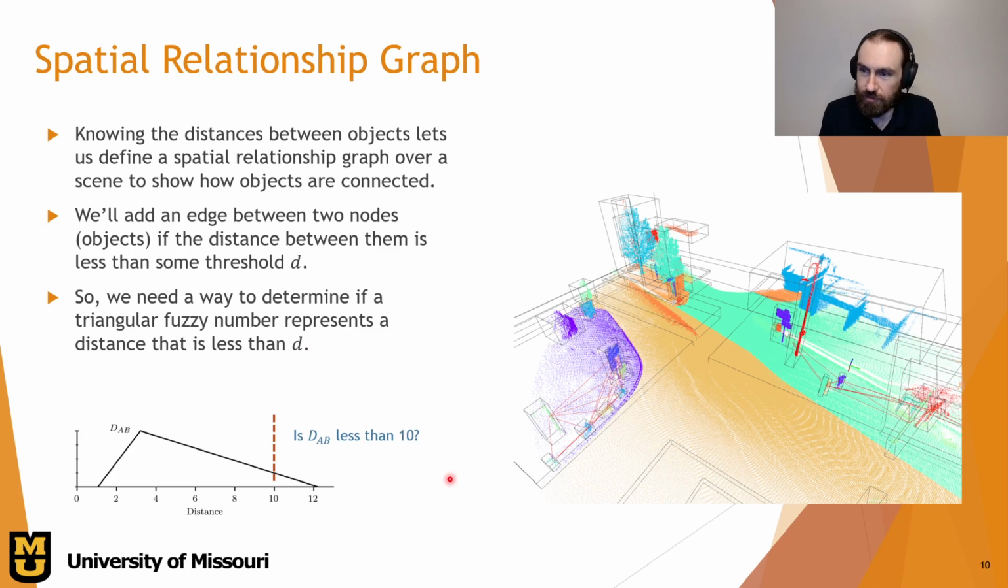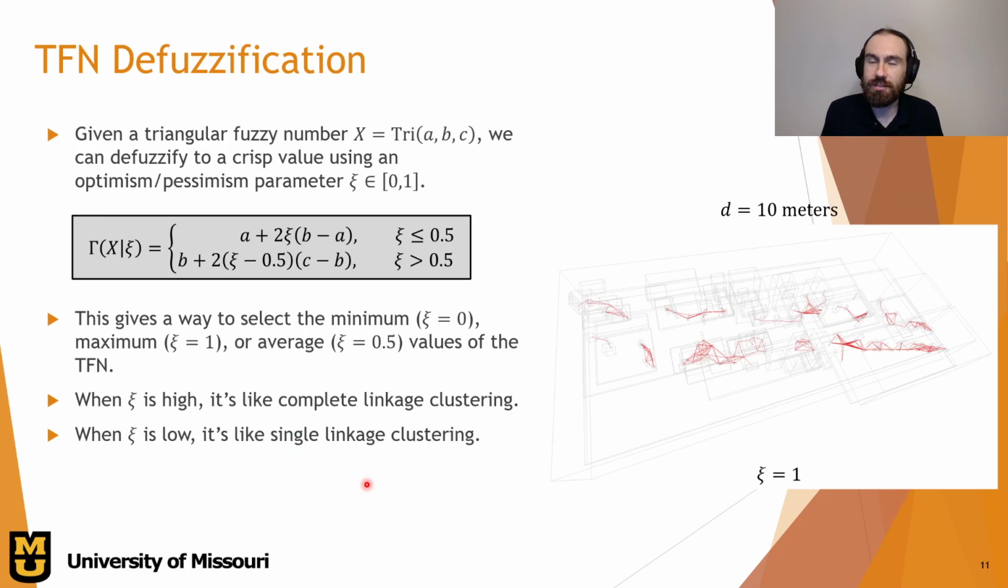say d. So for instance, is d less than 10? Maybe, maybe not. So what we can do is define a parameter that we vary between 0 and 1, and we basically interpolate to define where we're going to consider that triangular fuzzy number to be as a crisp value. So when the value is low, when it's 0, we pick the minimum. When it's high, we pick the maximum. When it's 0.5, we pick the average.